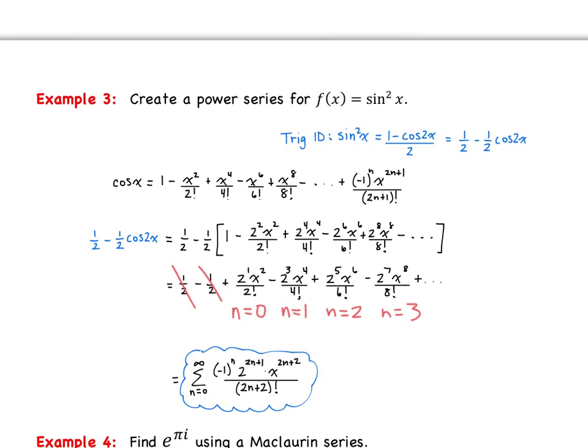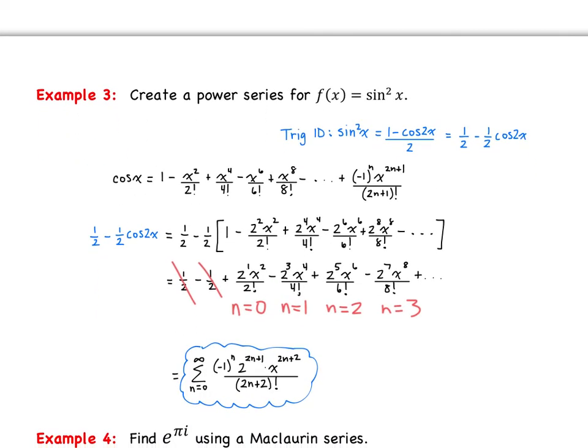All right, hopefully you were able to get it. So we have the series from n equals 0 to infinity, -1 to the n, 2 to the 2n plus 1, x to the 2n plus 2 over, well, the denominator matches the power of x. So it's going to be 2n plus 2 factorial. All right, so there we have it. So that's a way we can manipulate the series that we know to find any new power series.